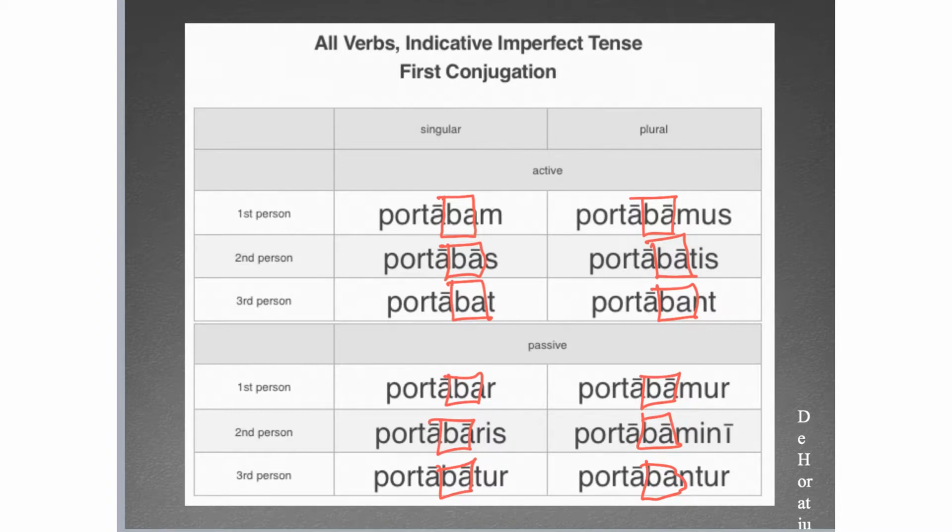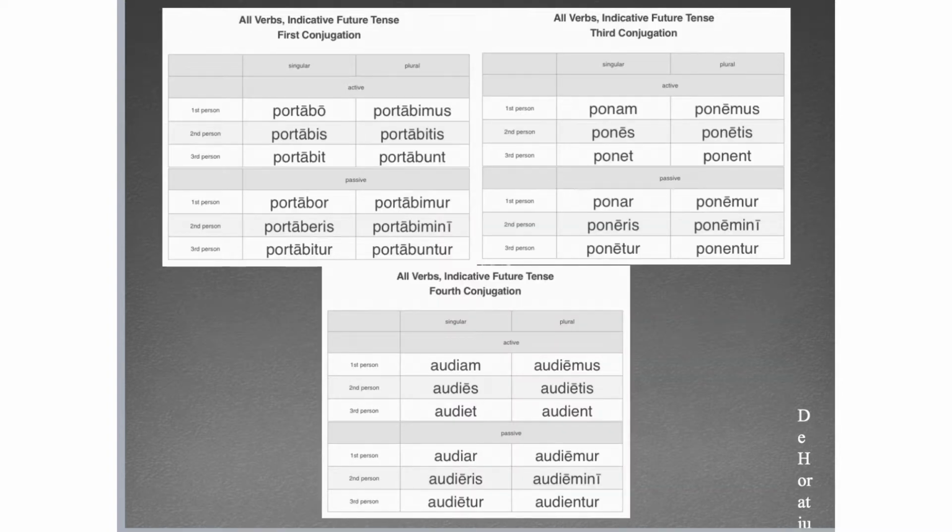The imperfect is generally translated were or was verbing. So I was carrying, portabam, portabamus, we were carrying. Can sometimes be translated with just the ED, we carried, something like that. That is a little more strictly speaking the perfect tense, but Latin will sometimes use the imperfect, where English will use a perfect. All right.